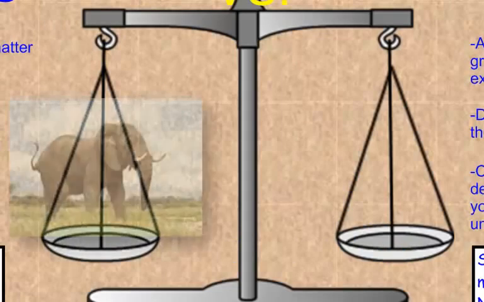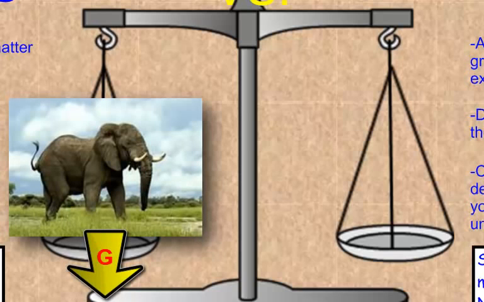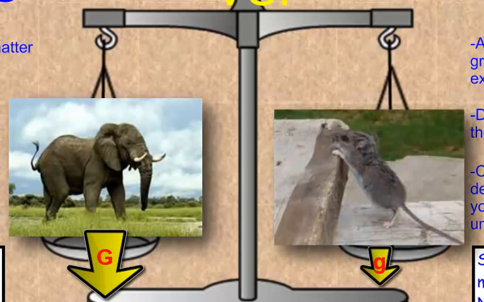Meaning a more massive object like an elephant is going to have more gravitational pull, pulling it down. That's why I can't lift an elephant, because the earth is working really hard to keep that elephant down, versus a mouse. A mouse has small mass, therefore it has small gravitational pull. That's going to relate to weight.